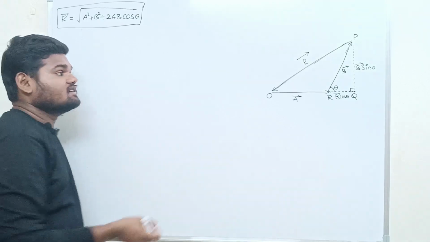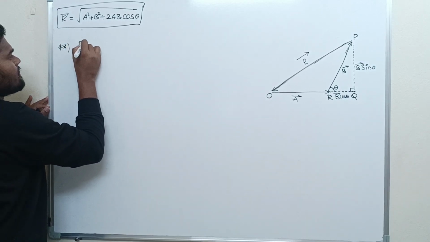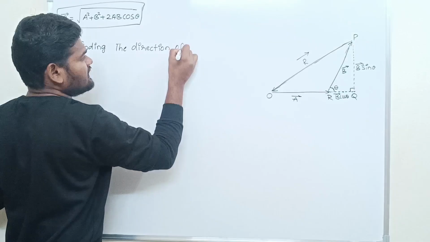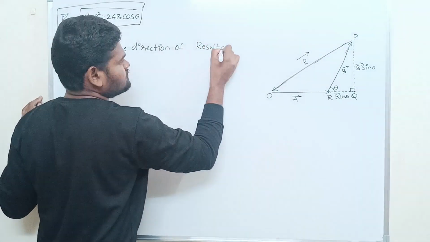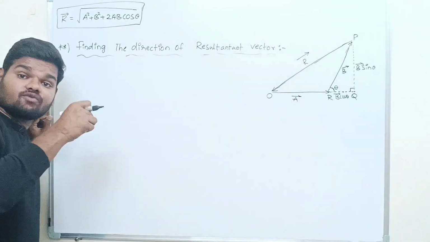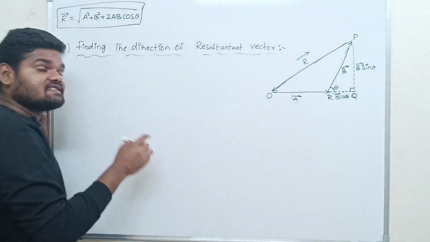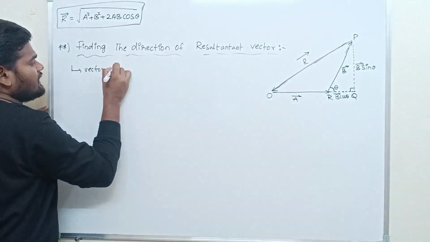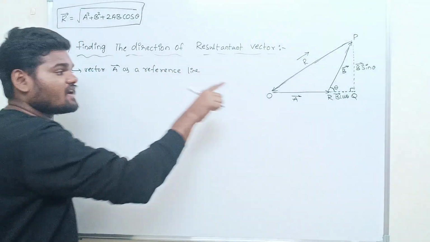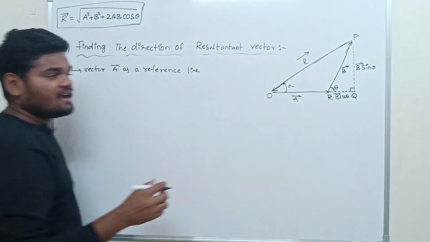Now we have to find the direction of the resultant vector. How to find the direction of the resultant vector? Have a look. To find the direction of the resultant vector, I'm taking the vector A bar as a reference line. From this reference line, I'm considering this R bar vector is at an angle alpha.